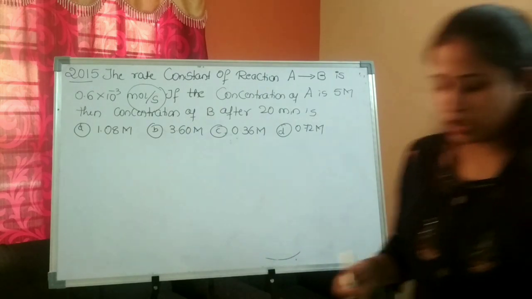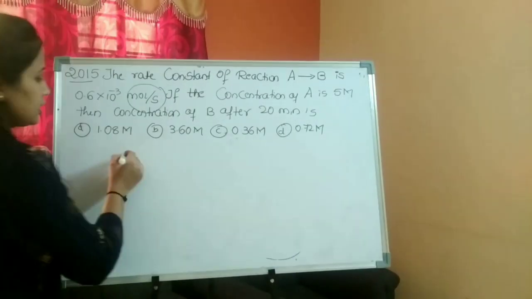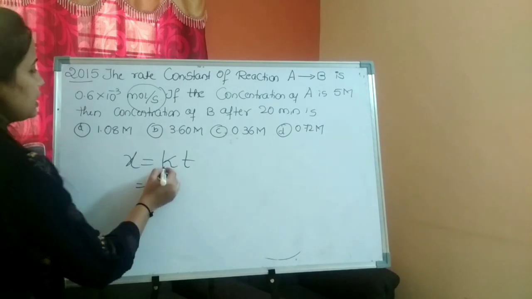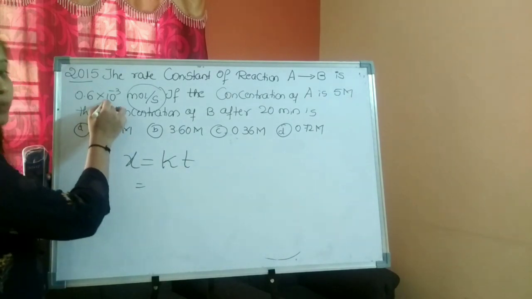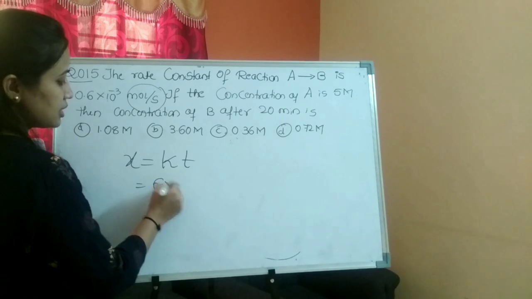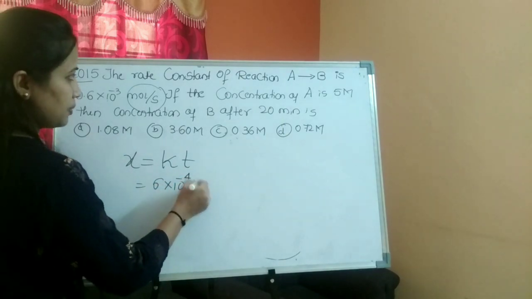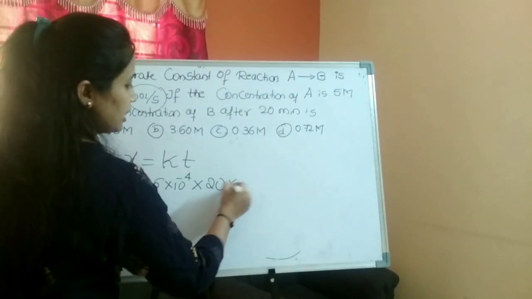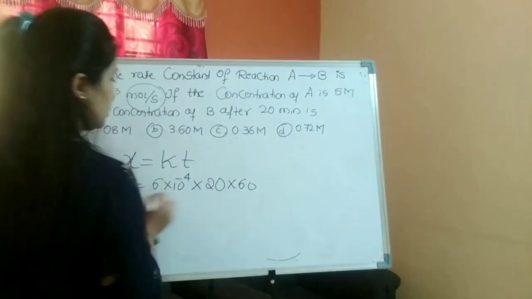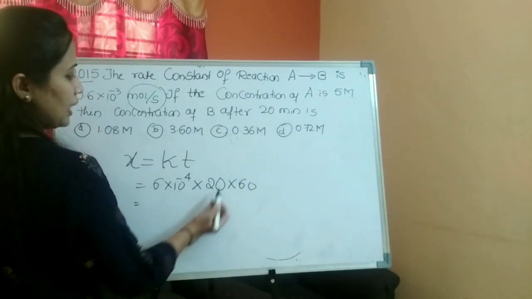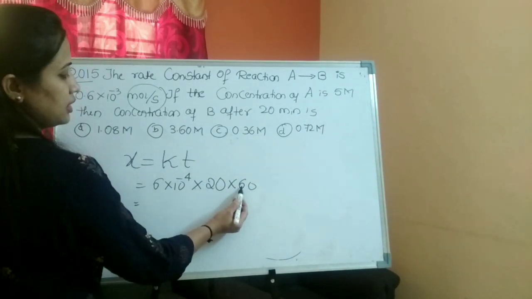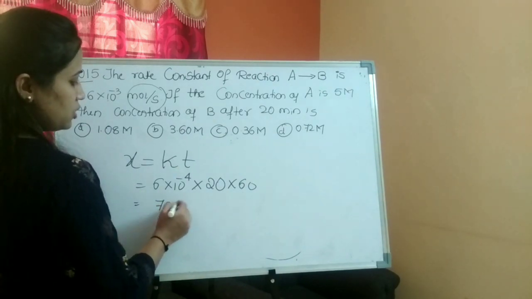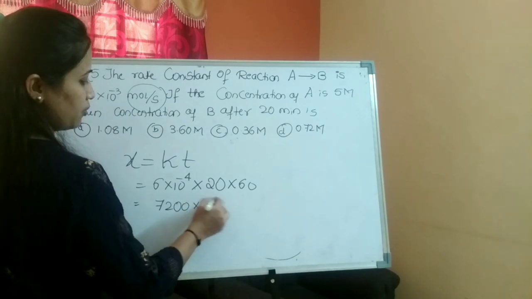Since it is a zero order reaction, we can take the direct formula, that is the change in concentration is equal to K into t. What is the K value? 0.6 into 10 to the power of minus 3, so I am going to write it simply as 6 into 10 to the power of minus 4. And time t, which is in minutes, convert that into seconds, into 20. So I could write 60 into 20, that is 1200, into 6, 7200 into 10 to the power of minus 4.